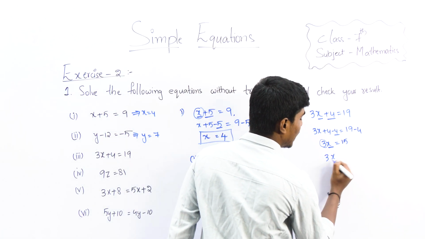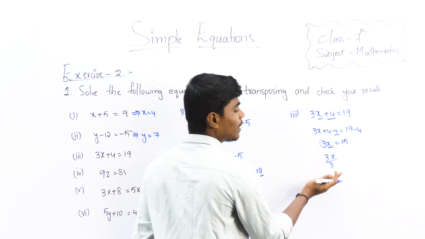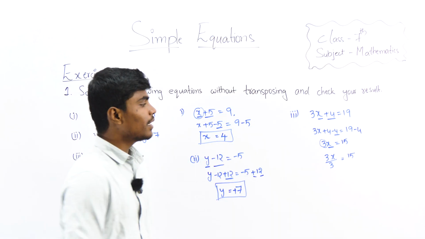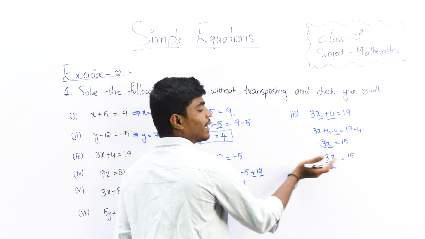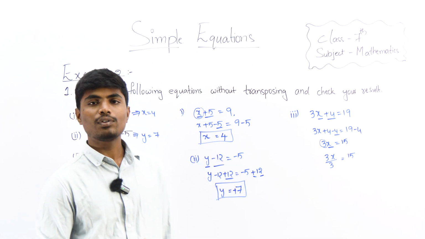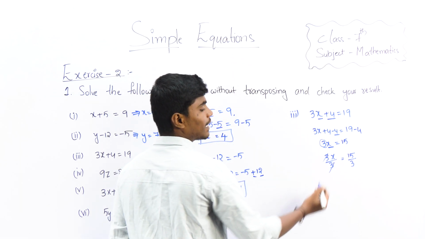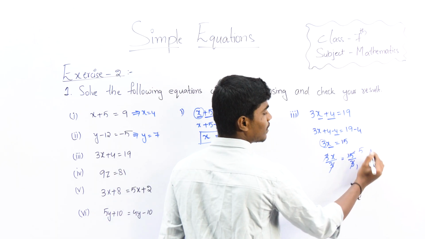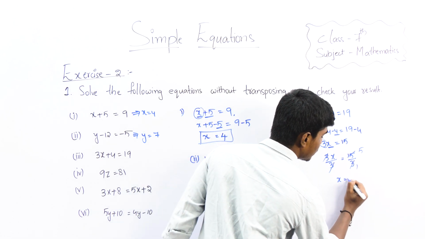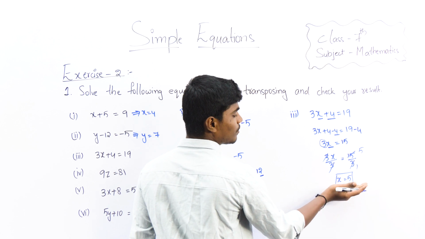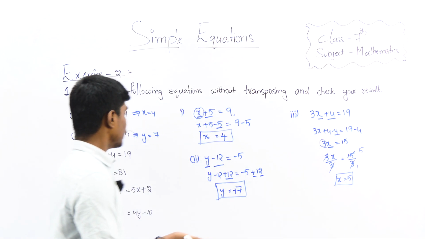So 3x by 3 is equal to 15. On the left hand side we have divided by 3, so on the right hand side also we have to divide by 3. So the 3 is cancelled, and 15 divided by 3 is 5. So x is equal to 5. Here we got the x value as 5. This is the solution for the third problem.